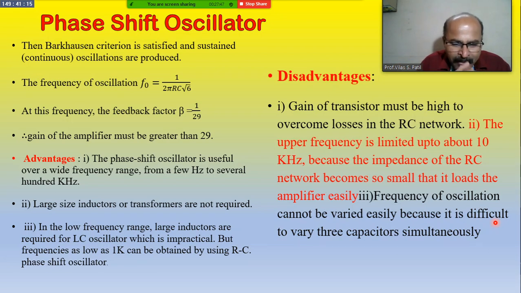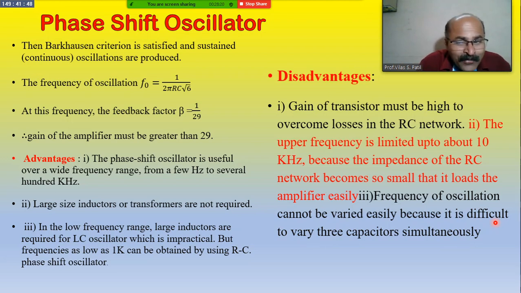Friends, then what are the advantages? There are several advantages. The first advantage of the phase shift oscillator is that it is useful over a wide frequency range, from 20 hertz to about 100 kilohertz. Within this wide range, one can fabricate the phase shift oscillator.